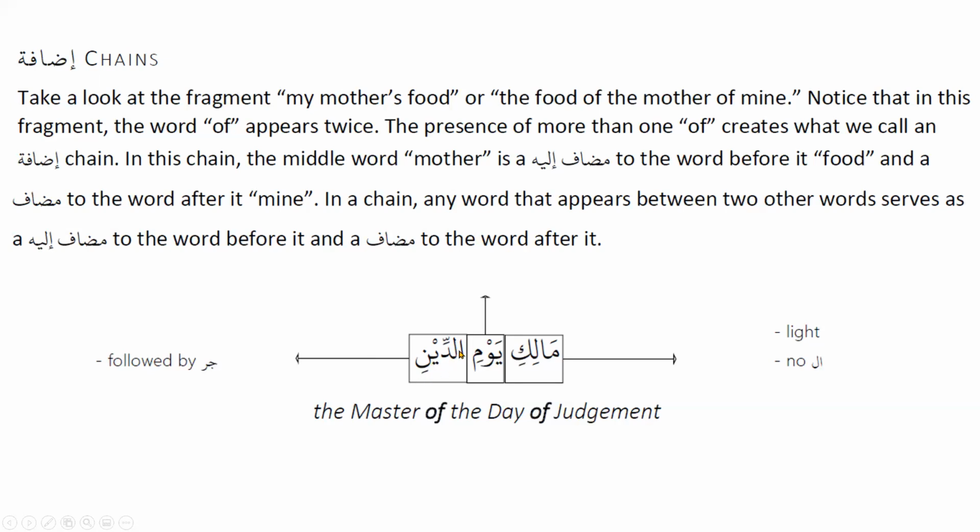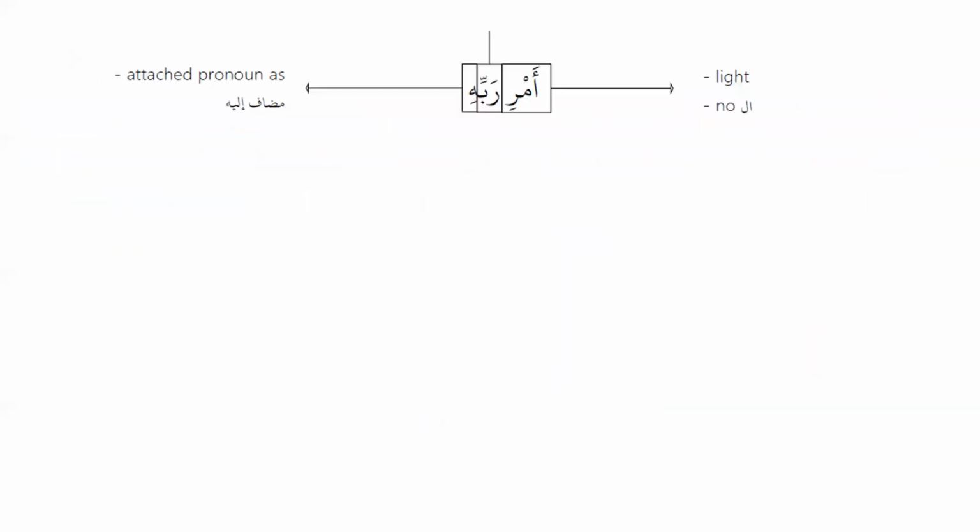And look at this, ad-dini cannot be mudaf anymore. Why? Because it has an al. As soon as you see al, it is not a candidate for mudaf, meaning it cannot be the first word. The condition is that the first word cannot have alif lam to be a mudaf.